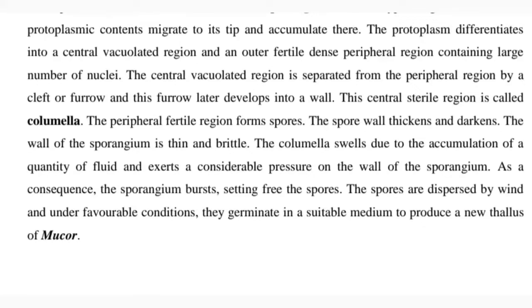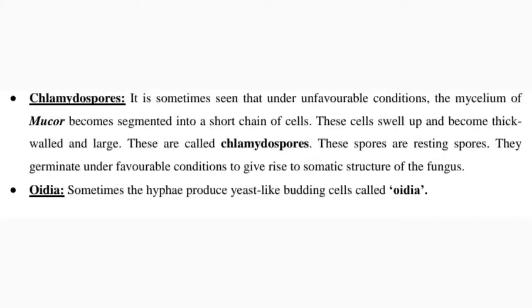The spore wall thickens and darkens. The wall of the sporangium is thin and brittle. The columella swells due to the accumulation of a quantity of fluid and exerts a considerable pressure on the wall of the sporangium. As a consequence, the sporangium bursts, setting free the spores. The spores are dispersed by wind, and under favorable conditions, they germinate in a suitable medium to produce a new thallus of mucor.